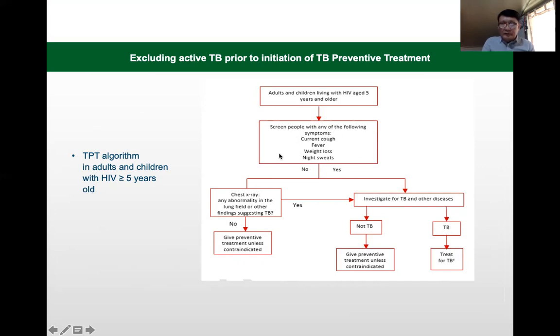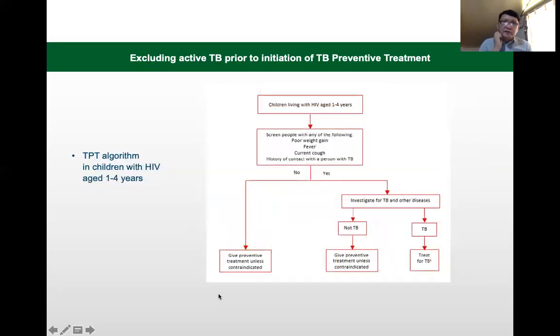So right here we have to screen people with any of the following symptoms. Not all of these symptoms are actually needed, no? Any of the following. If yes, then we have to investigate for TB and other diseases. And after investigation, if it's not TB, then we can proceed to TPT.